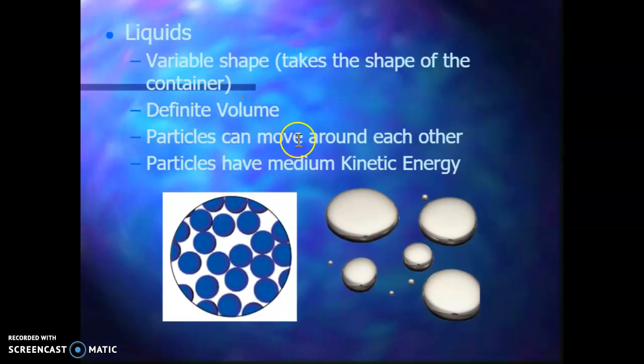Unlike solids, particles can move around each other in liquids. They don't just stay still. They can follow each other closely together and move to new locations. They have medium kinetic energy. So their kinetic energy isn't low like solids. It's not high where they're moving around constantly, but they do have some kinetic energy, or energy due to movement.